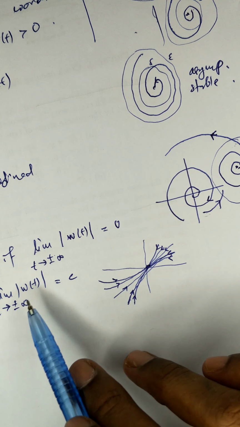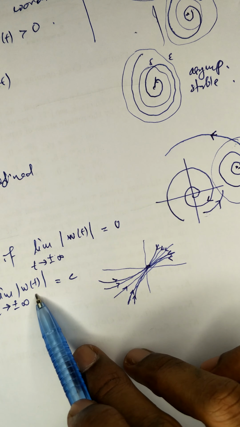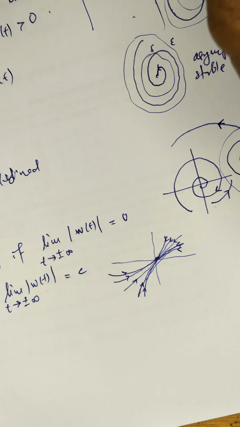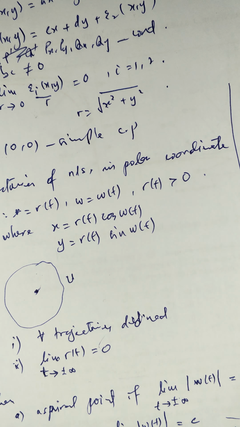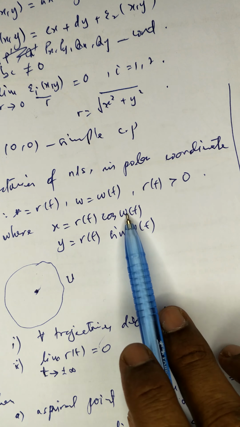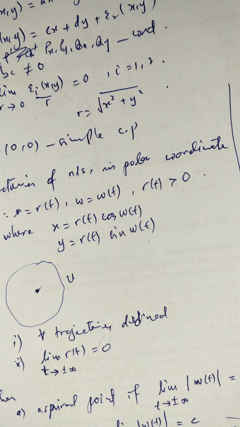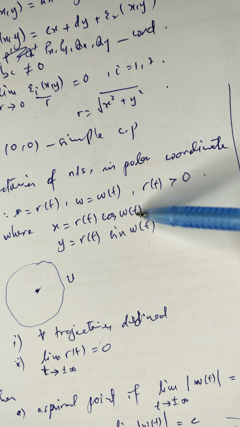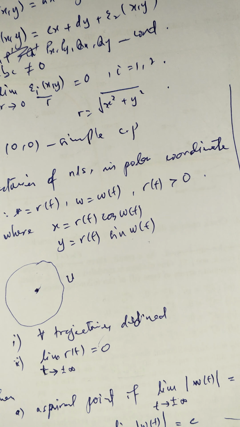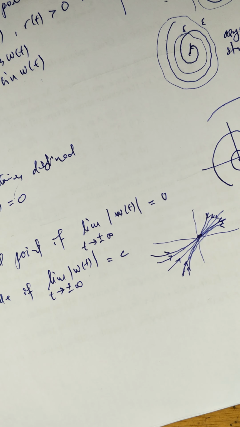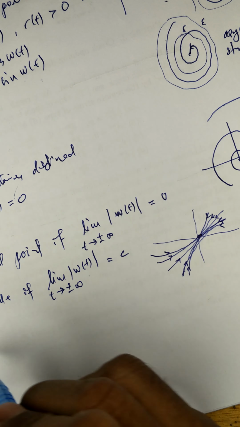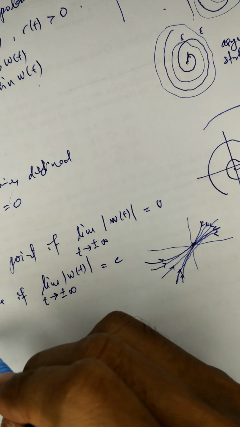In this case, W is the argument of our cosine and sine in the polar coordinate system. This is our W. Now we also have what we call a proper node.